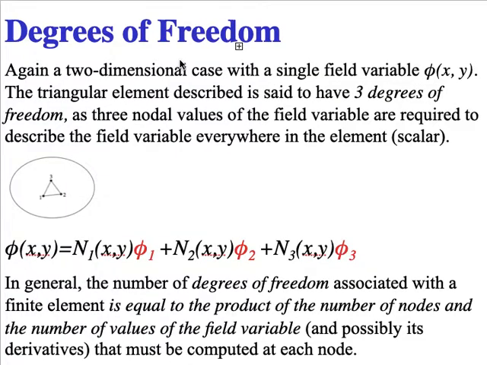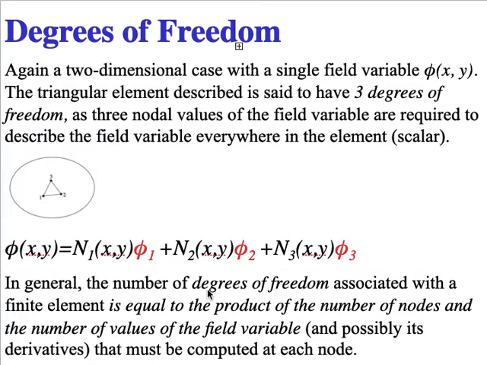Degree of freedom is a very important point. Again, consider a two-dimensional case with a single field variable, phi(x, y). The triangle element is said to have 3 degrees of freedom, as three nodal values of the field variable are required to describe the field variable everywhere in the element, that is, phi(x, y) = N1(x, y) phi1 + N2(x, y) phi2 + N3(x, y) phi3.